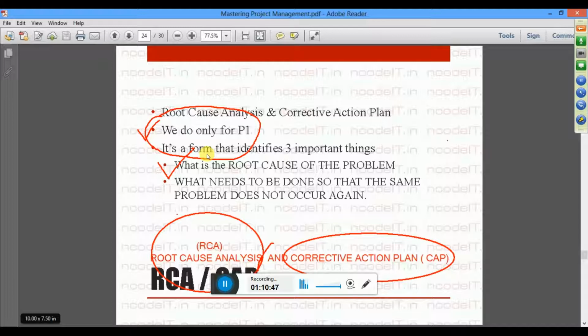The RCA and CAP will be sent to the director. So you will tell about how you solved the out of memory problem. The root cause for the out of memory problem is ineffective load testing. That's what you will say. The load testing was not done properly. There were some gaps in the load test. So the corrective action plan is that we should do rigorous load testing next time. That's how it looks. They're simple, but it's a process.